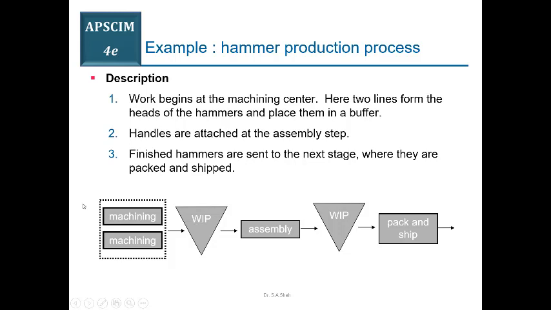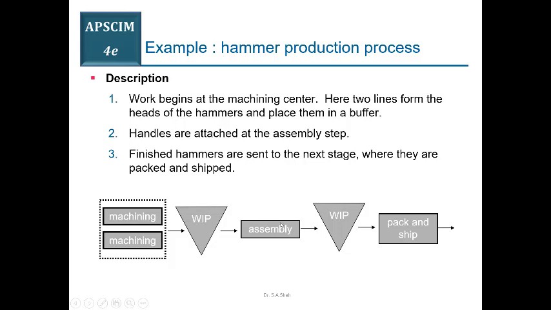So suppose this is the graphical representation of the whole processes within that system. So at the first step we have machining center, and here we have two machines installed in parallel. The machining station will make the hammer heads, and then they will be sent to the assembly station where the hammer handles will be assembled to the hammer heads, and you will complete the product.